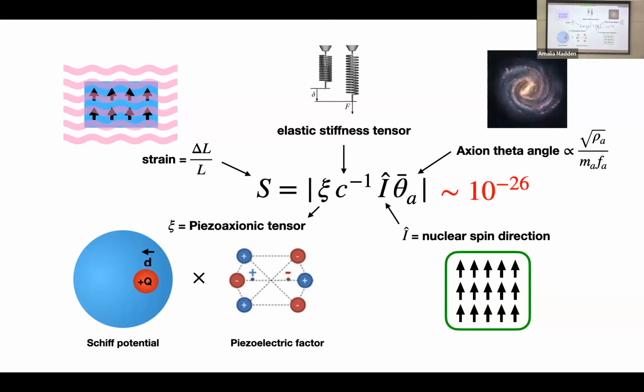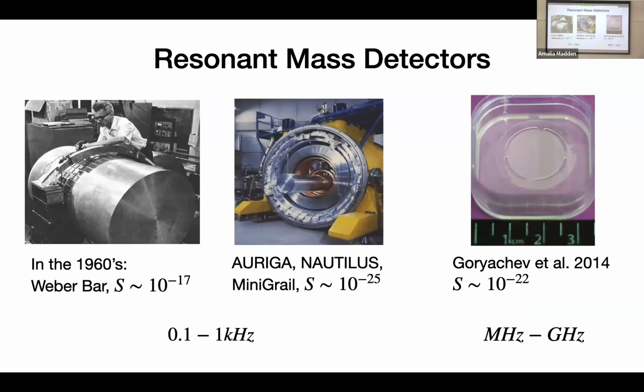We have not understood how to do it yet. Maybe you have some ideas. Okay, so we think this strain is of the order of 10 to the minus 26, which sounds really tiny. I'm going to tell you why this might be very interesting.